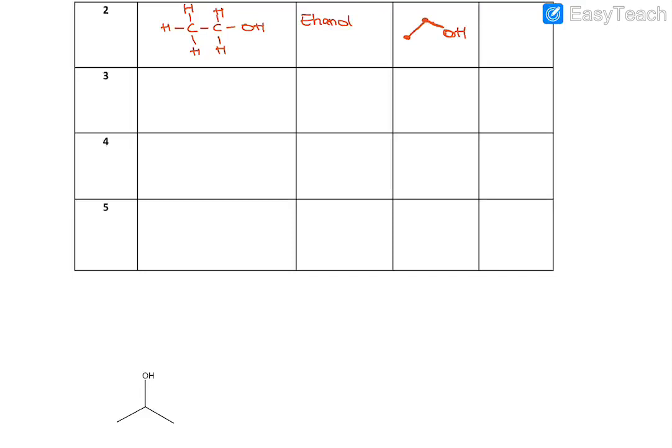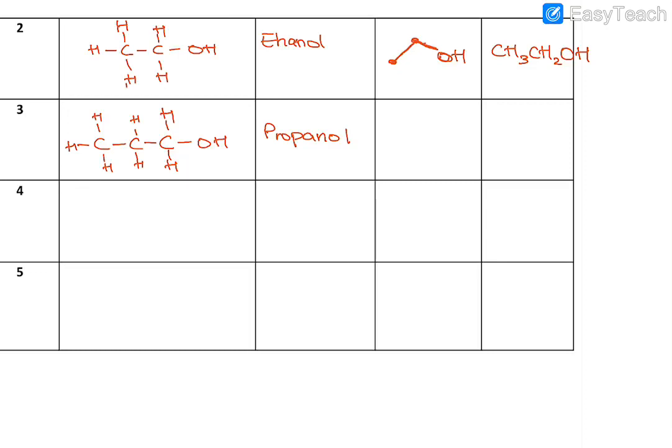The structural formula, so you have CH3, CH2, OH. With 3 carbons, propanol. So you have 3 carbons, and then the OH is bonded. And the skeletal formula, so you have 1, 2, 3 carbons, so join, and then you have 1 OH bonded to a carbon. So I'll put the OH like this. Okay, so then CH3, CH2, CH2, OH. You can also write CH3, CH2 twice, OH, like that.